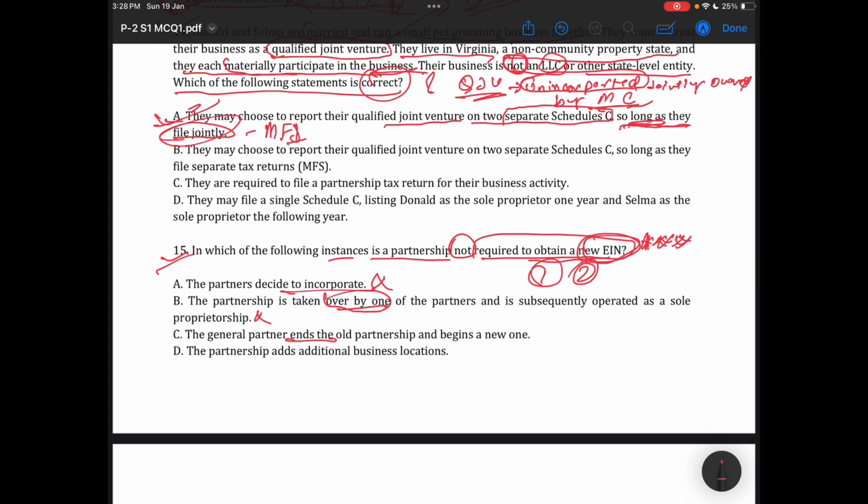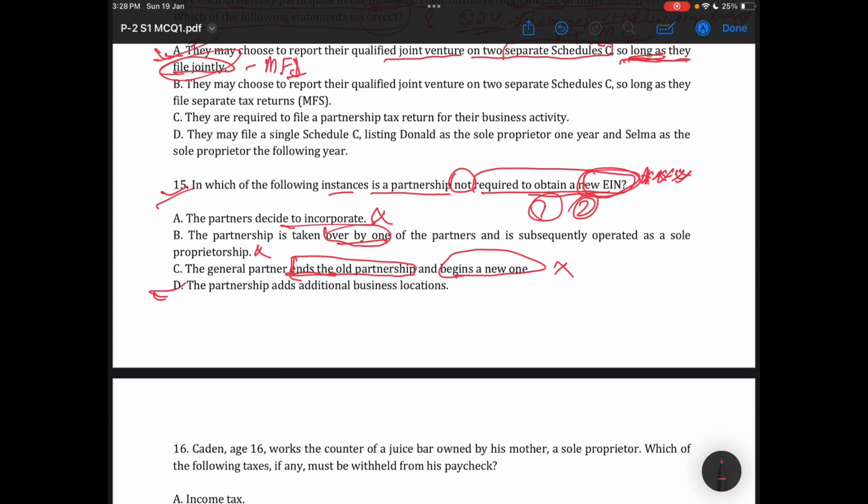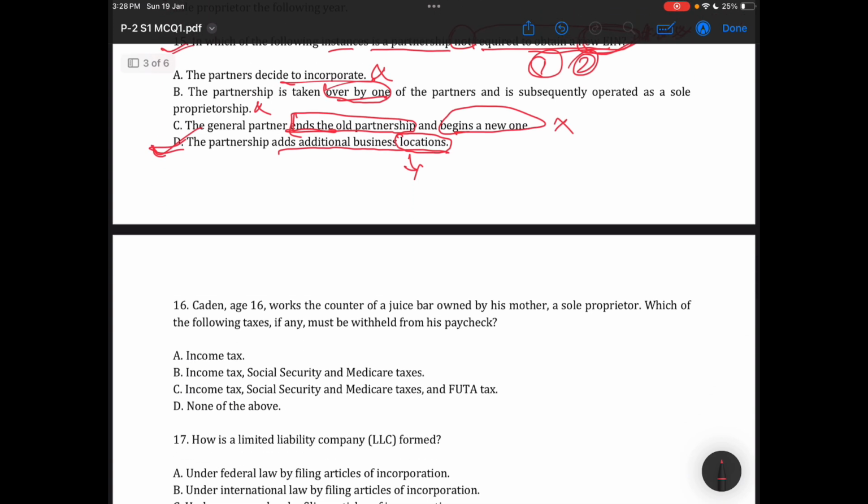The general partner ends the old partnership. When you go to the EIN topic, you will find when an EIN is required or not. When the general partner ends the old partnership and begins a new one, if you start a new partnership, then definitely you need a new EIN. So it will not be the right answer. So the one thing left is option D. The partner adds an additional business location. It's an additional business location, like they are changing their location, not the business. So they do not require a new EIN.